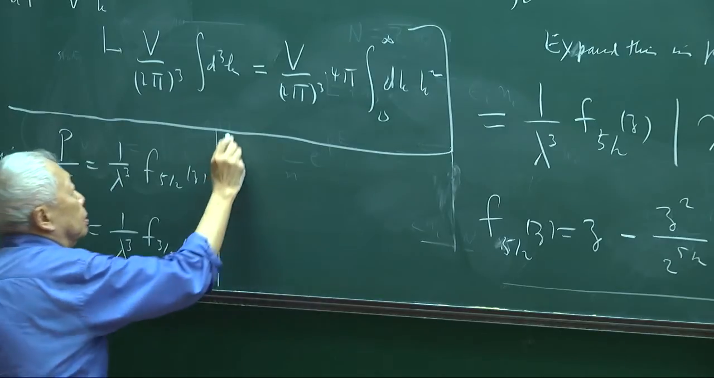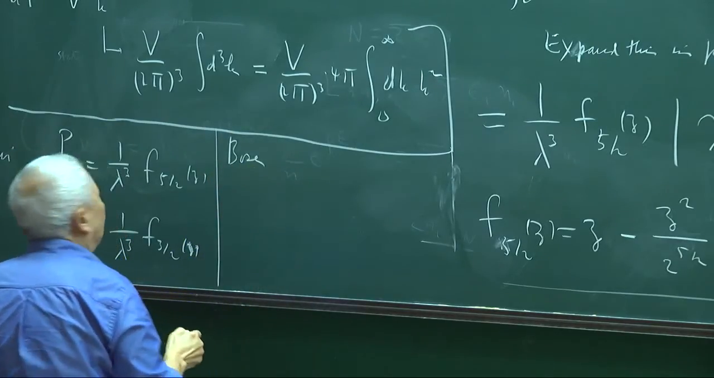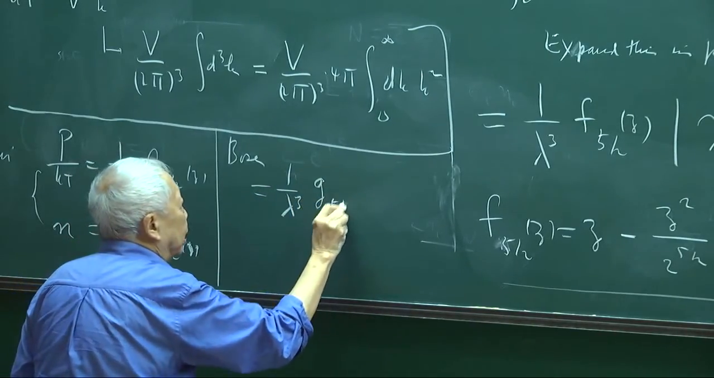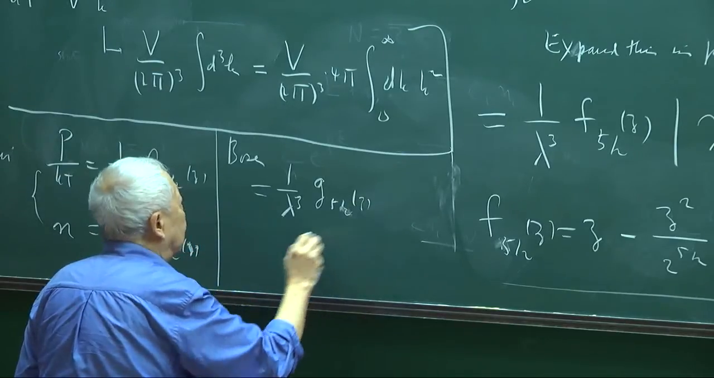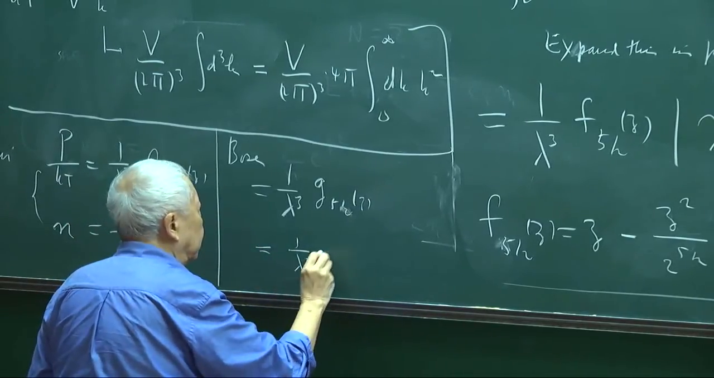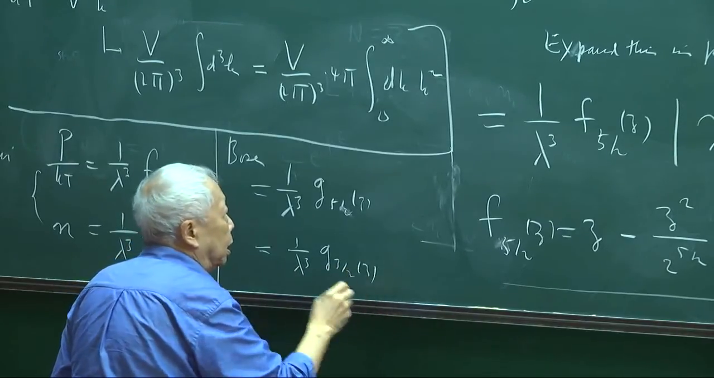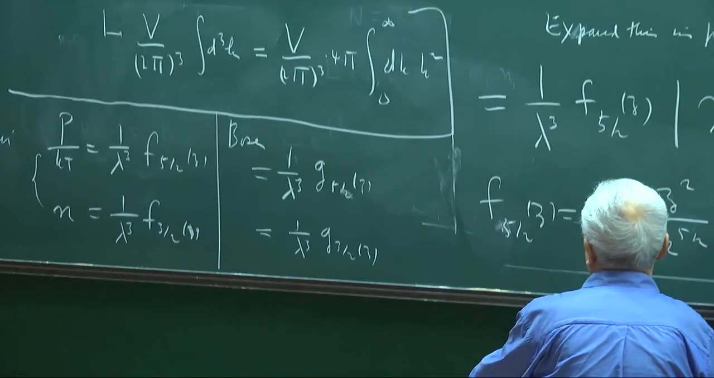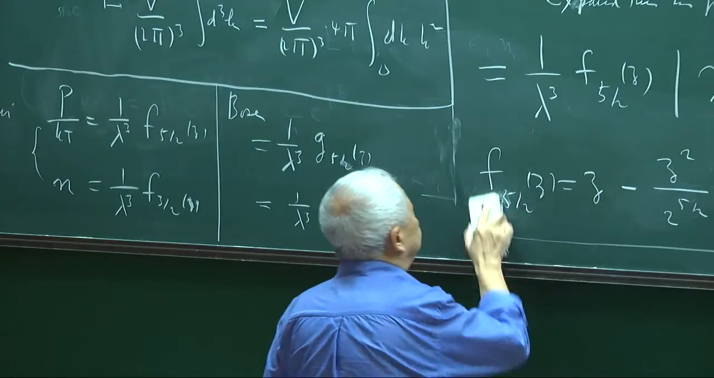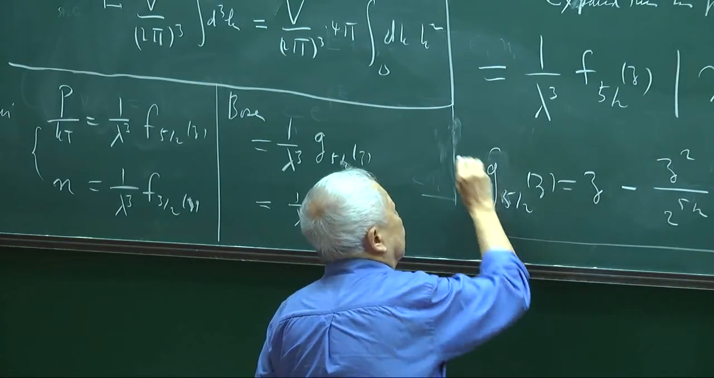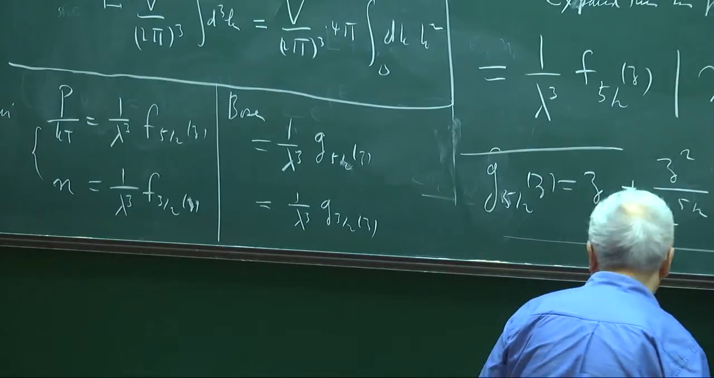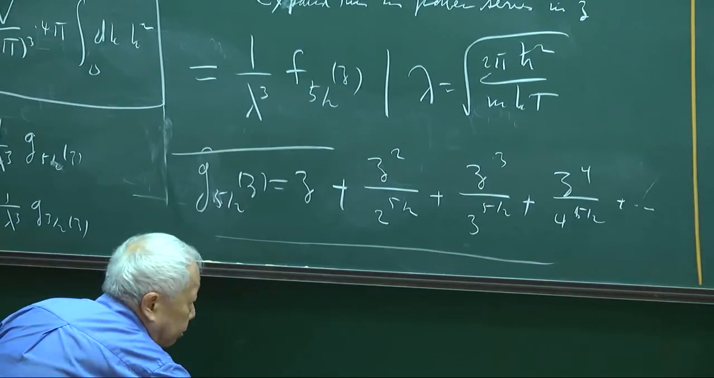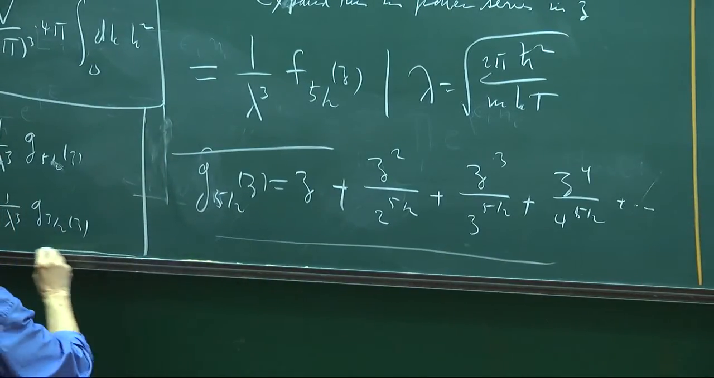If we do it for Bose, you can repeat the same thing. You get 1 over lambda cubed, g 5/2 of z. And here you get 1 over lambda cubed, g 3/2 of z. And g is the same as f, except that it is not alternating. You change all the signs to plus. So it's very simple. This is our result. It's very nice.